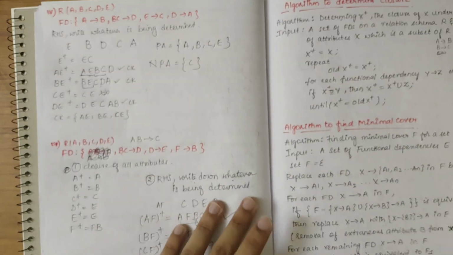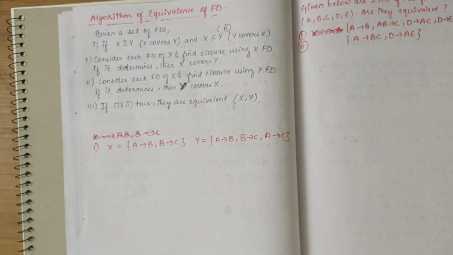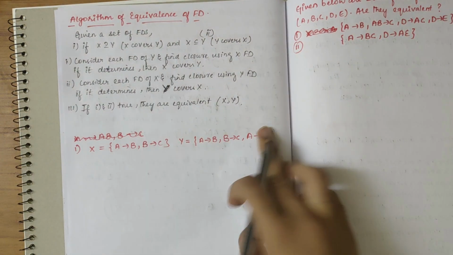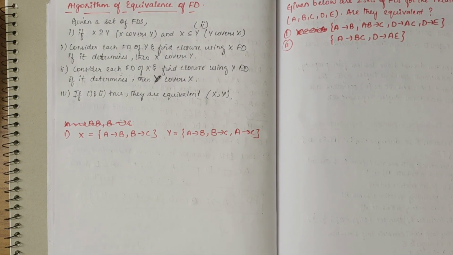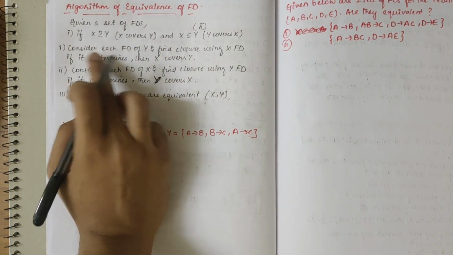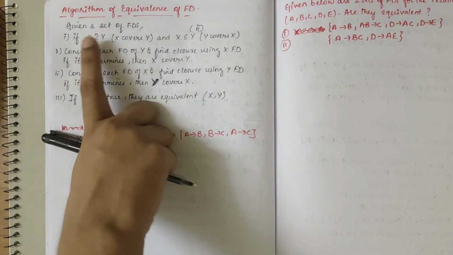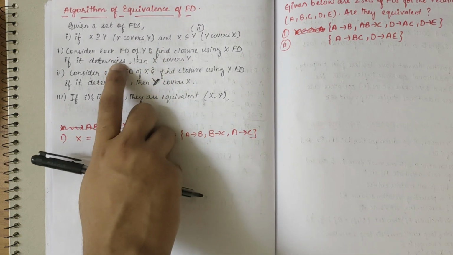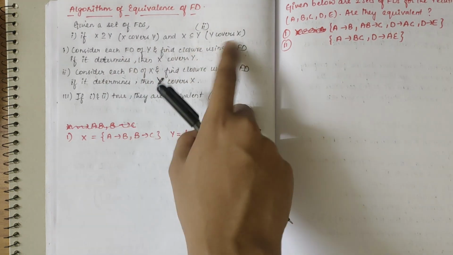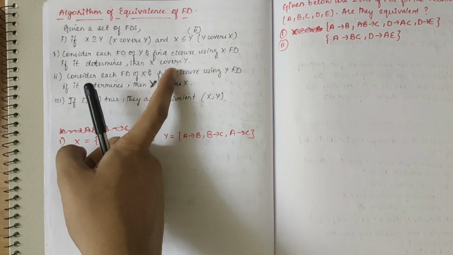So we are done with closure and minimal cover. Now we'll move on to equivalence of functional dependencies. The equivalence topic is pretty easy. Here again they can ask the algorithm and give us a numerical or a problem on equivalence. So the algorithm says that two functional dependencies are given, X and Y. We need to check if X covers Y. If X covers Y, then we need to consider each functional dependency of Y and find closure using X functional dependencies. If it determines, then X covers Y.